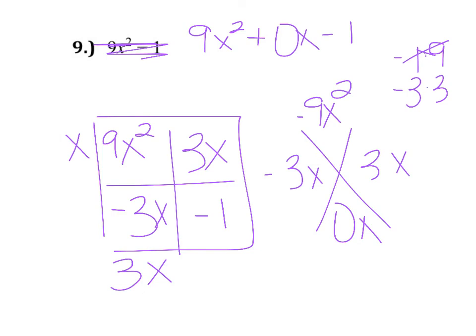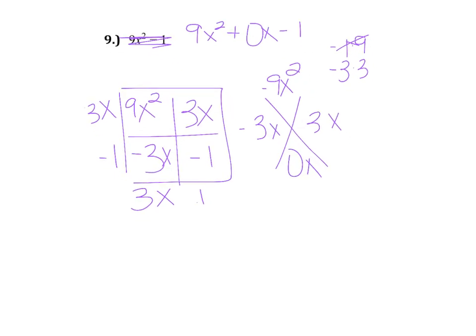So knowing that, I need to figure out, okay, what's going to go up here with my x. So a 3 times what will give me 9? Well, that ends up being 3. So 3x and 3x make 9x squared. Down here, I need something times 3x to give me negative 3x. So that's going to turn out to be a negative 1. And then down here, something times negative 1 gives me negative 1. That will end up just being the number 1.